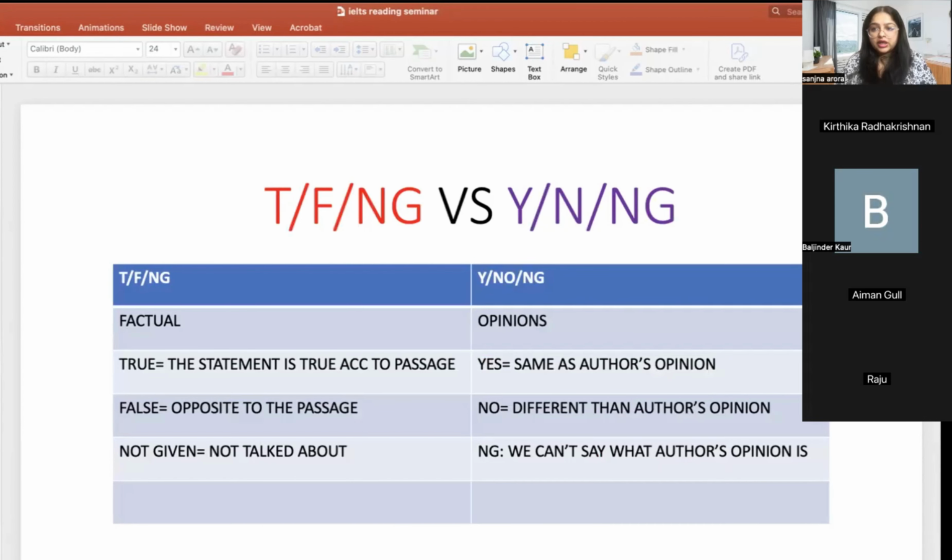But when we are talking about yes, no, not given, then we are talking about the opinions. Like we want to know what the author thinks about it, right? So if we are talking about the thought process of the author, then in that case, we'll be having yes, no, not given. And when it's about the facts, we have true, false, not given. But as a person who is appearing for the exam, it's not important for you to know this difference. What is more important is to understand each and every terminology.